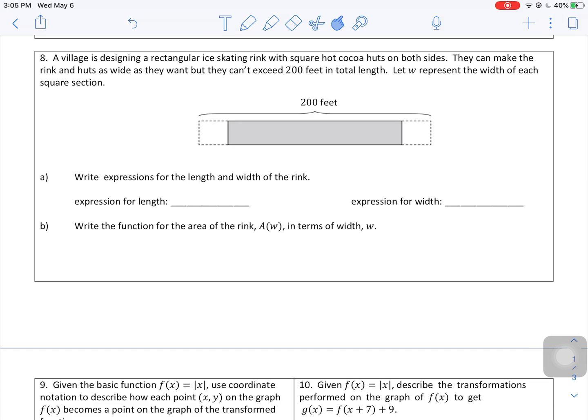Number 8, a village is designing a rectangular ice skating rink with square hot cocoa huts on both sides. They can make the rink and huts as wide as they want, but they can't exceed 200 feet in total length. Let W represent the width of each square section. So W is the width of the square section. Basically all of these would be W's along the edge here. And then the 200 is all the way across.